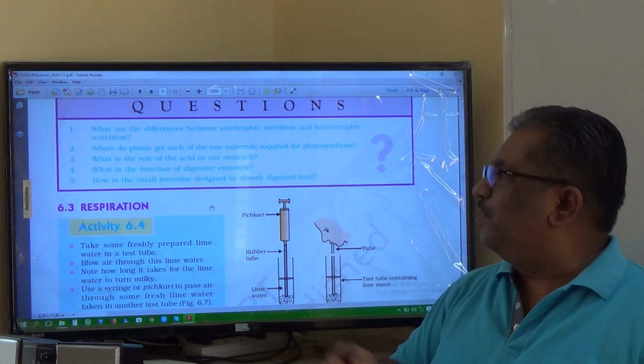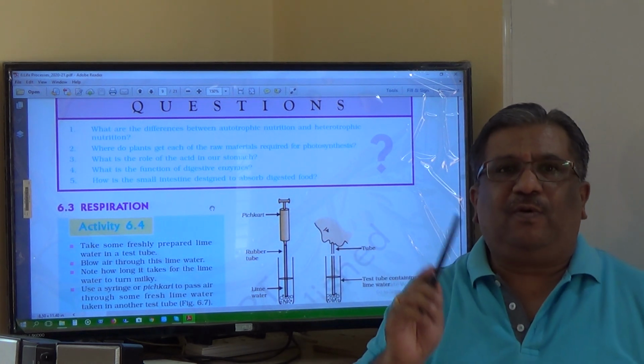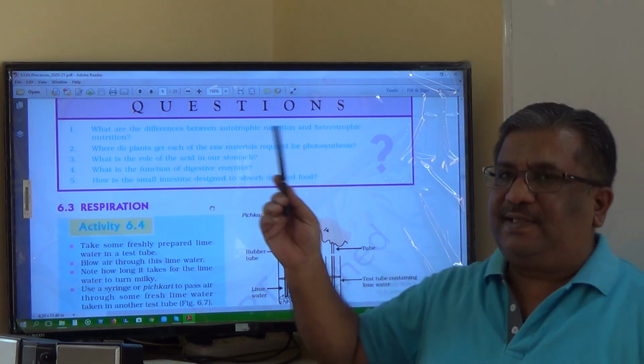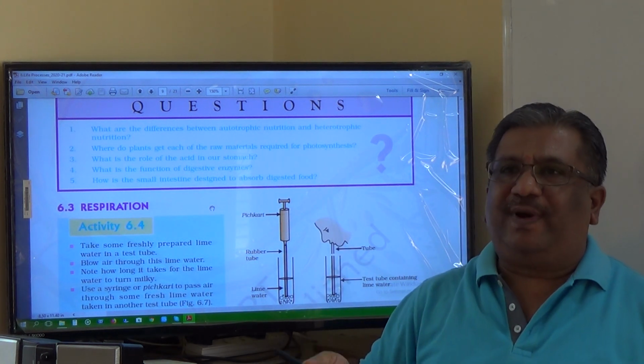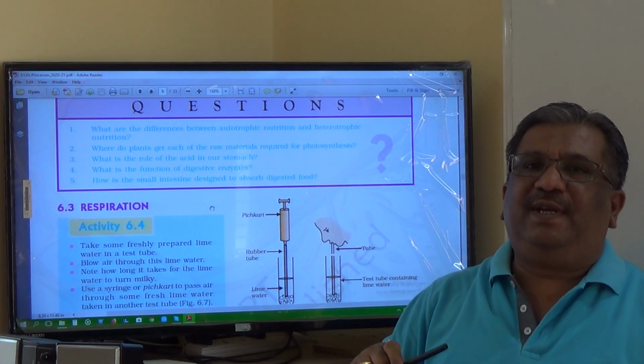This is simple, you should be able to answer. What is the role of the acid in our stomach? Two important roles are played by acid. It provides the acidic medium so that the action of the enzyme pepsin increases.